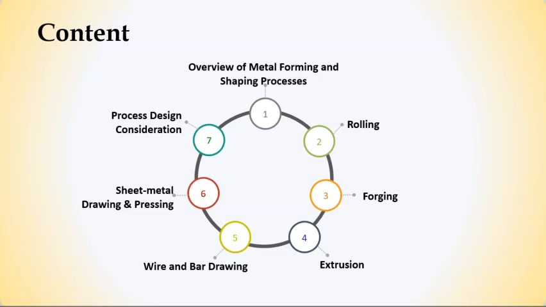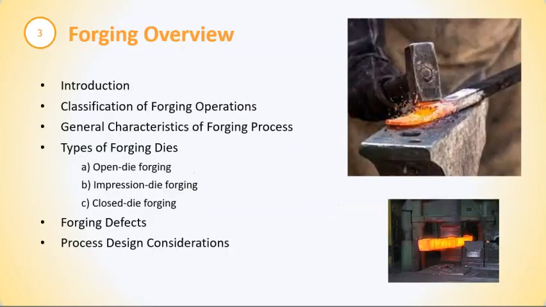Okay, let's continue on the next process, forging. In forging, we will look into the introduction, classification of forging operation, general characteristics, and then these three types of forging: open die, impression die, and closed forging. And then we look at the defects and also the design considerations. So we can see that these are the forging process. It is one of the traditional processes.